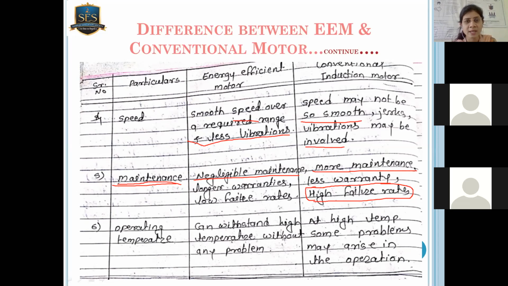Maintenance is negligible in the energy efficient motor, and the warranty period is higher. Here, maintenance required is more, and the warranty period is also less. The duration of failure, the continuity is higher, meaning that for the maximum duration the motor can fail. Okay, so continuous maintenance is required in the conventional motor.